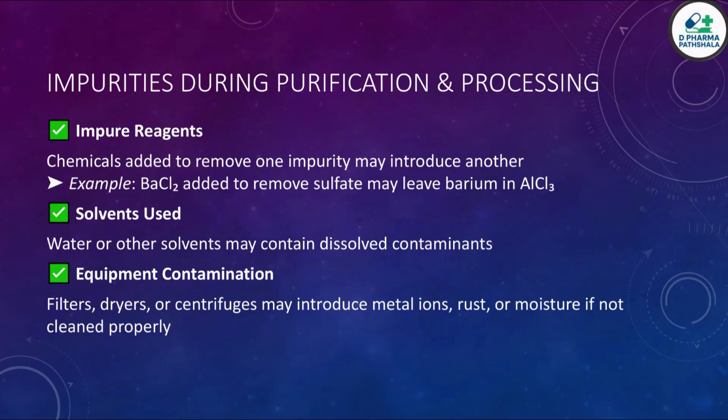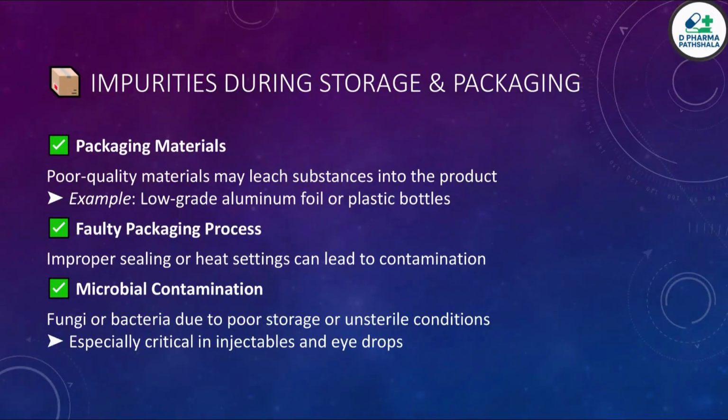Even the chemicals used to remove other impurities, like adding BaCl2 to remove sulfate, can become a new source of contamination. Solvents, especially water, must be clean and tested. Equipment like filters and dryers must be properly maintained to avoid adding rust or moisture into the product.